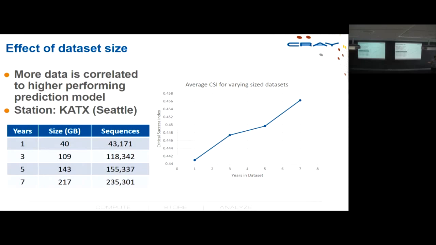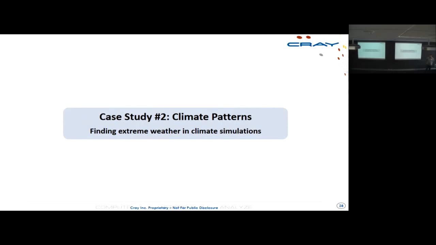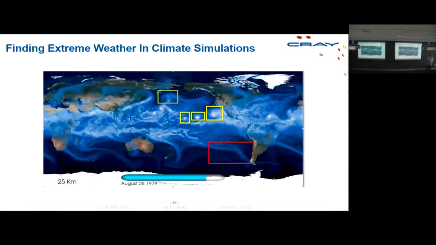Good. So now we're going to talk about climate patterns. So you run a climate simulation, you might want to find extreme data, or you might want to look at a satellite image and automatically find the hurricane that's about to hit you. So this started off as an intern project where they took images from simulations.